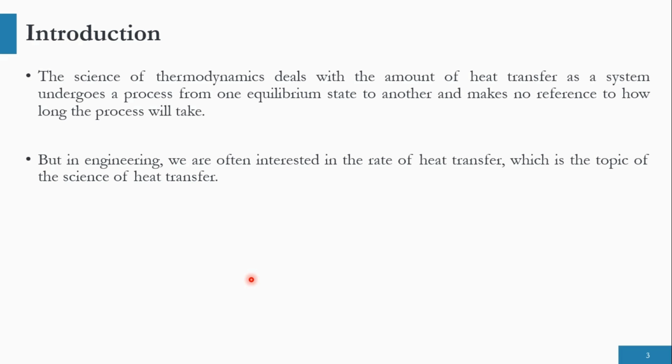So going to the introduction, the science of thermodynamics deals with the amount of heat transfer as the system undergoes a process from one equilibrium state to another, and makes no reference to how long the process will take place. So thermodynamics will give us information about the energy, the amount, but it will not give us information relative to time. In engineering systems, we are often interested in the rate of heat transfer, that is, how much time it will take for the transfer of heat, and that aspect is covered in the science of heat transfer. Thermodynamics will give you information on the amount, but heat transfer will give you information about how much amount will be shifted per unit time.